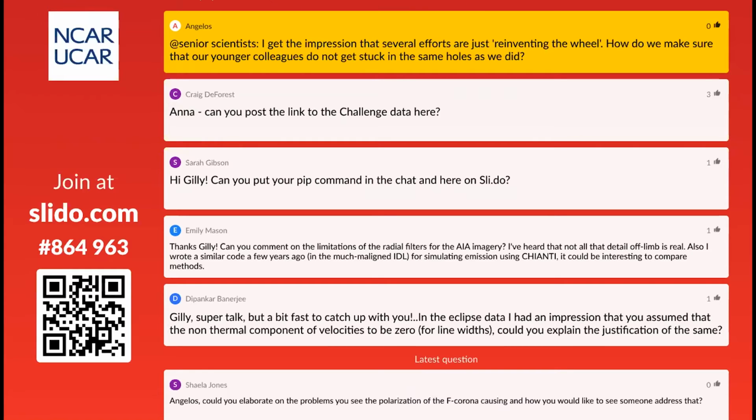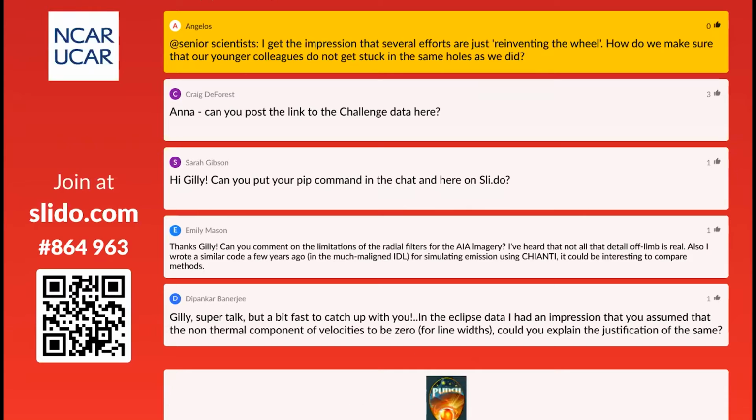Angelos raised it, I think, about all senior scientists getting the impression that several efforts are reinventing the wheel. How do we make sure that our younger colleagues do not get stuck? I think this might be applicable not just to the PUNCH mission, but in our field in general. So perhaps we ought to keep this in mind and have another discussion, not just related to PUNCH. Maybe we can start that off and say, what's available, what we've done, where are the pitfalls?